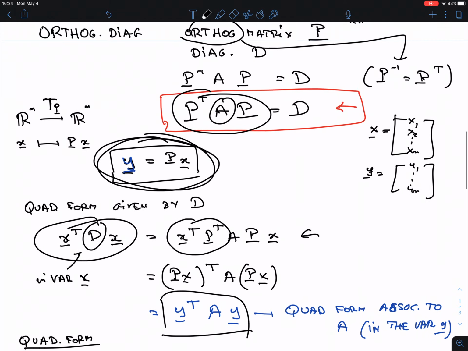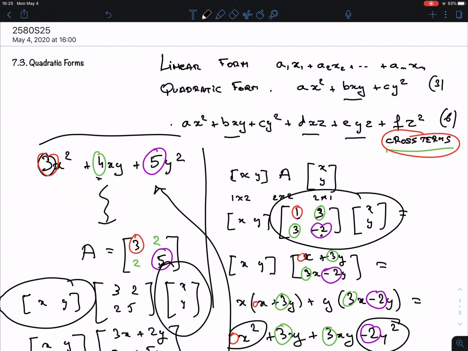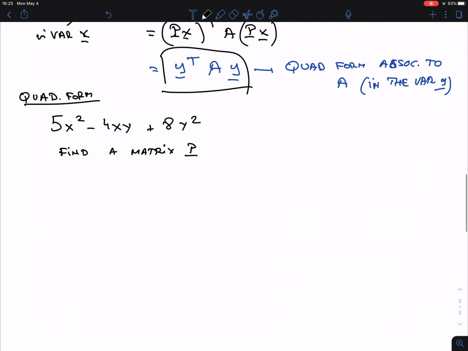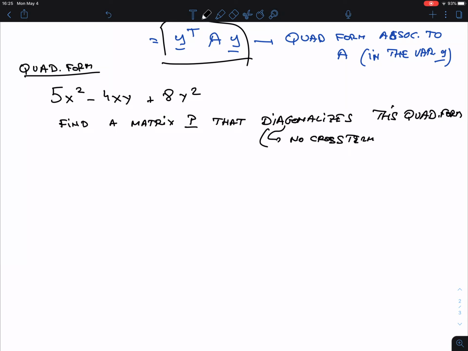Just terminology: a quadratic form that has no cross terms, we say it has been diagonalized, because of what we're doing here. So find a matrix P that diagonalizes this quadratic form. Meaning this means no cross terms. Okay, so how does it go?